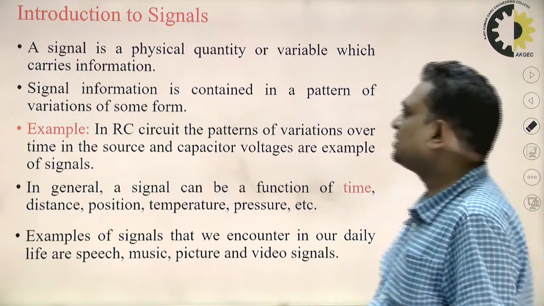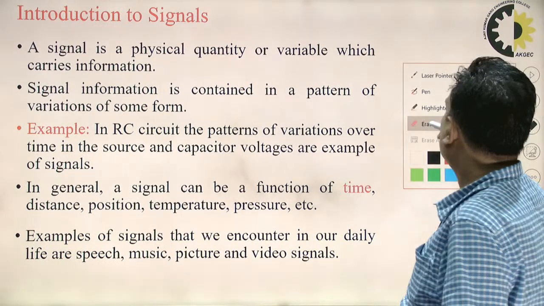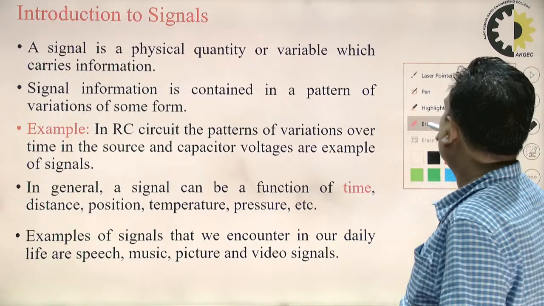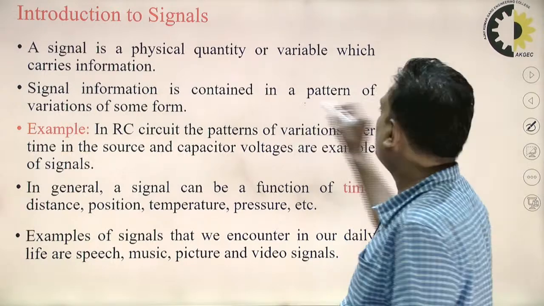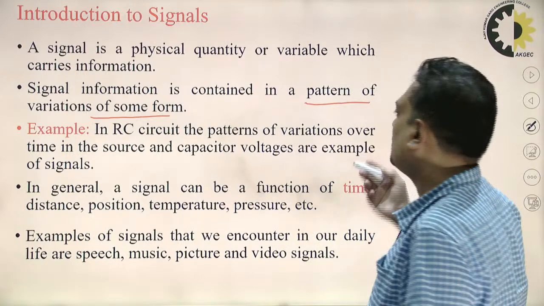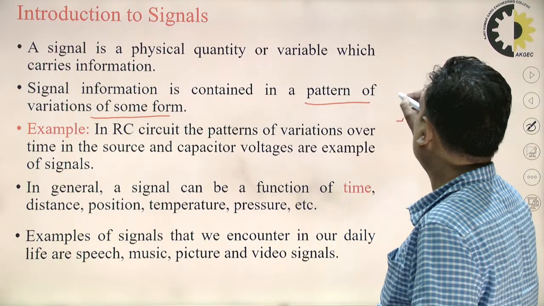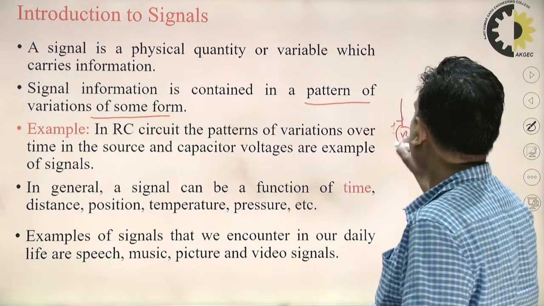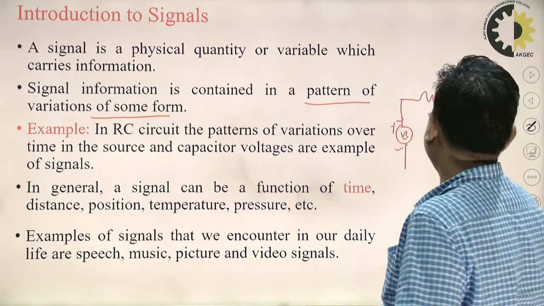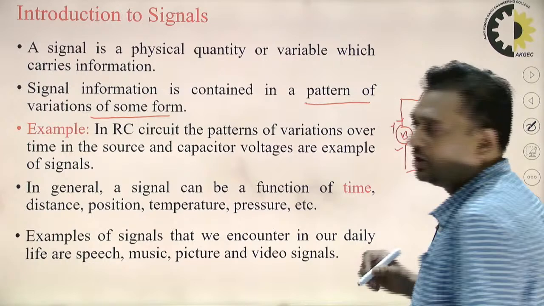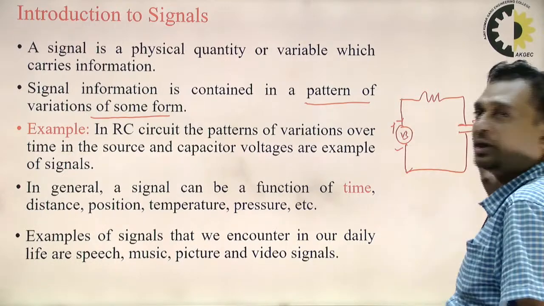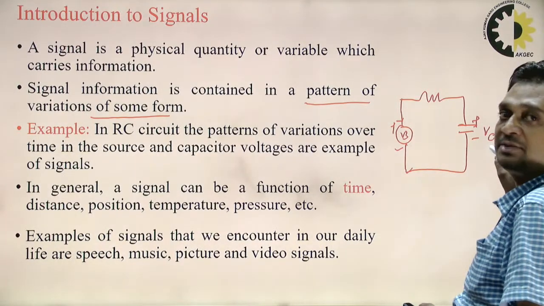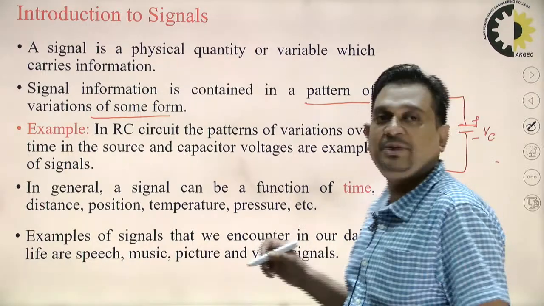But in this particular subject we are interested in those signals which can be represented mathematically. So how is information contained in the signal? In the form of a pattern of variation of some form. Like you can see in an RC circuit network, suppose we have a voltage source and resistance and capacitance, and the voltage across the capacitor is, let's say, VC. If we draw the pattern of this voltage source with respect to time, or the voltage across the capacitor with respect to time, the pattern that we obtain is basically the signal.